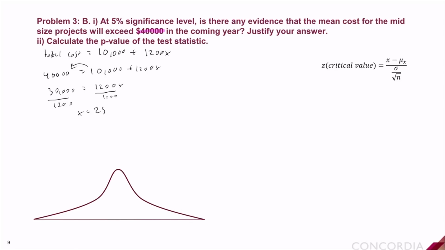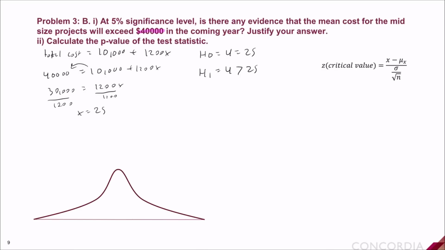Now that we have everything in days, we could begin. The first step again is to state H0 and H1. H0 would be that our mean is simply 25 days. The average cost is 40,000. Now H1, what we're trying to prove is that our average cost is actually above 40,000 or should take longer than 25 days.